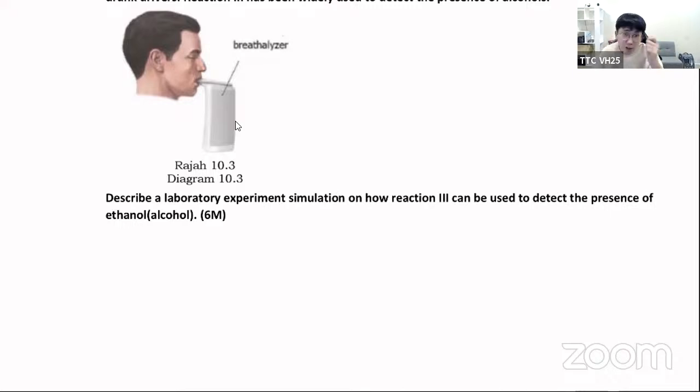Then you see color change, you know there's alcohol. Okay, so of course, it makes sense, right? Now you know. So you breathe out alcohol, then the device inside has the oxidizing agent. So when the agent and your alcohol react, it shows color change. Okay, so 6 marks here.